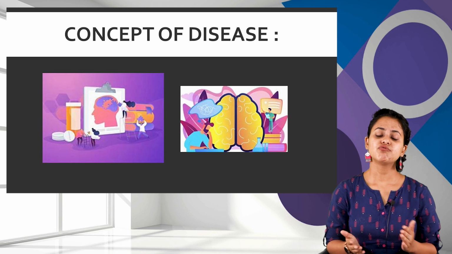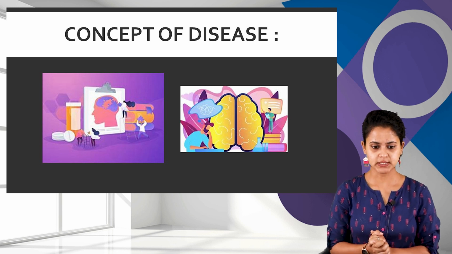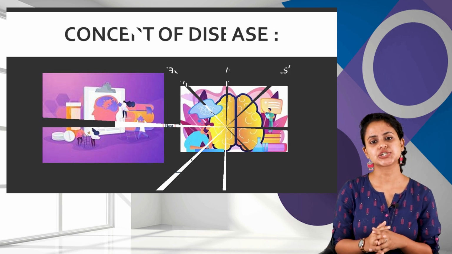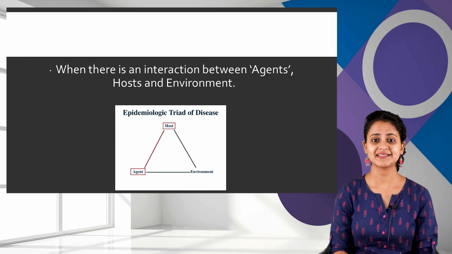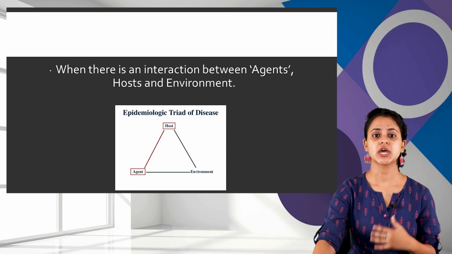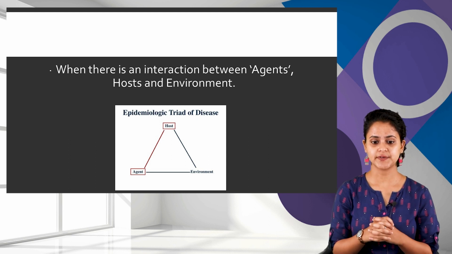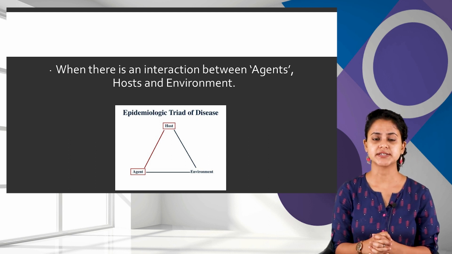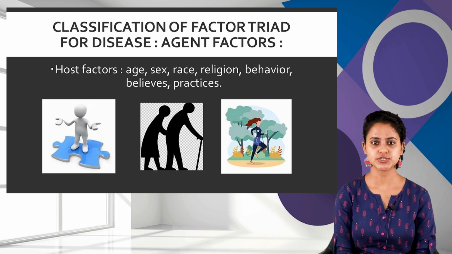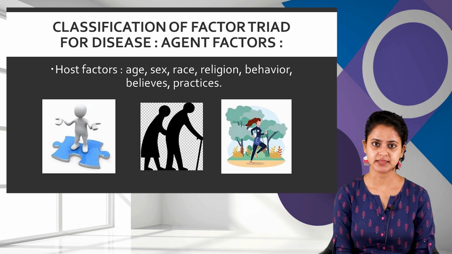So generally, disease can occur when there is an interaction. Now, as we have learned, there can be three factors: the agent, host, and environment. Now, we are going to read about the classification of the factor triad related to the disease process. So first, we are going to read about the host factor. Host basically suggests the individual who has developed a deviation from health.